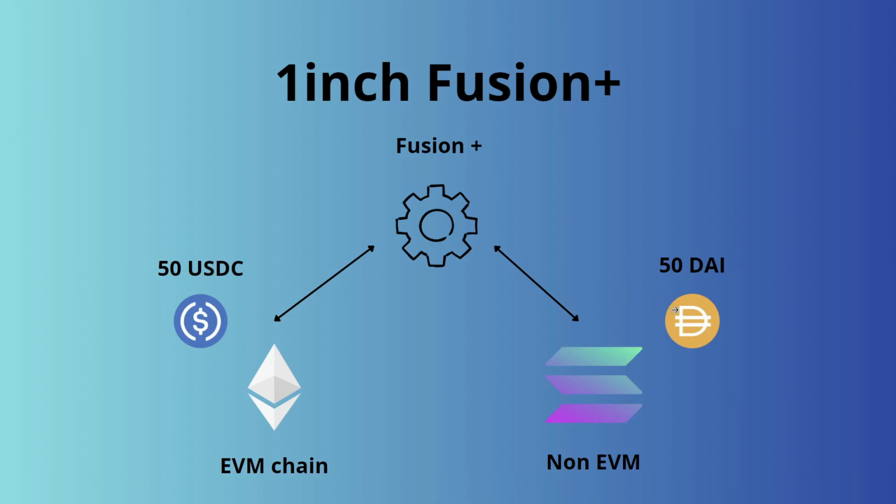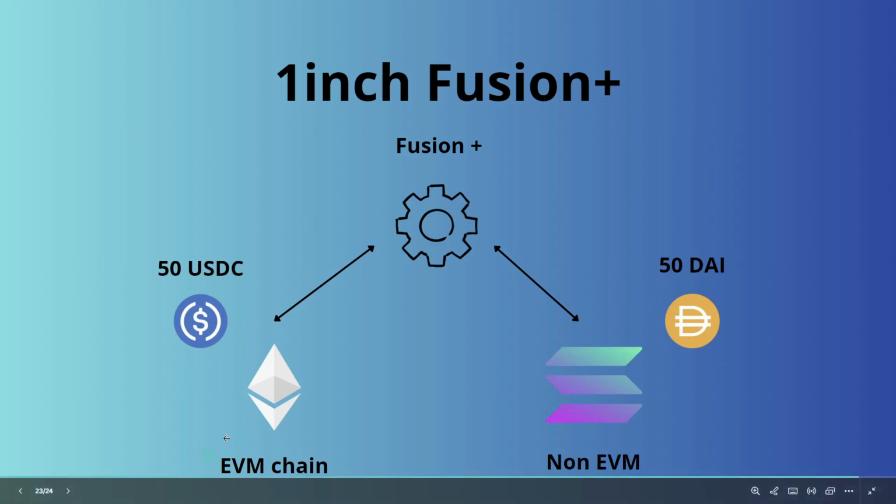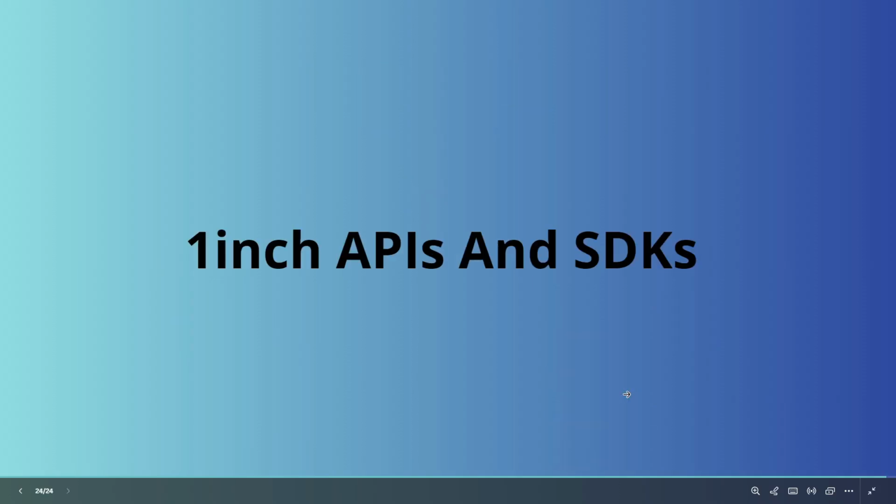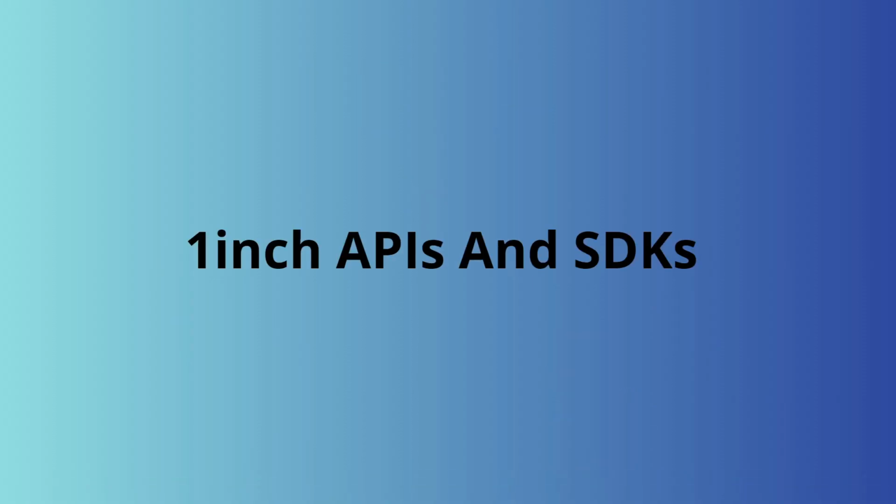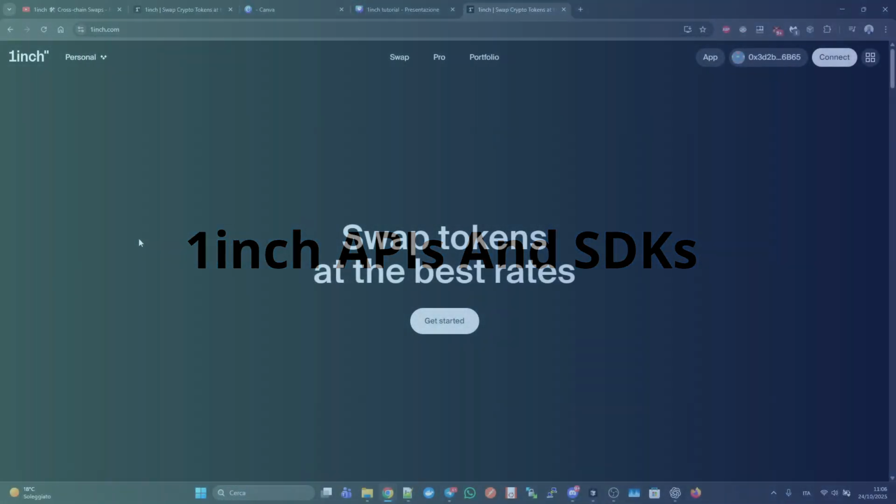Or you could also make a cross-chain swap between an EVM chain like Ethereum or Base layer 2, and you will get your destination funds on a non-EVM chain like Solana. So let's give a look now at the APIs and the SDK.